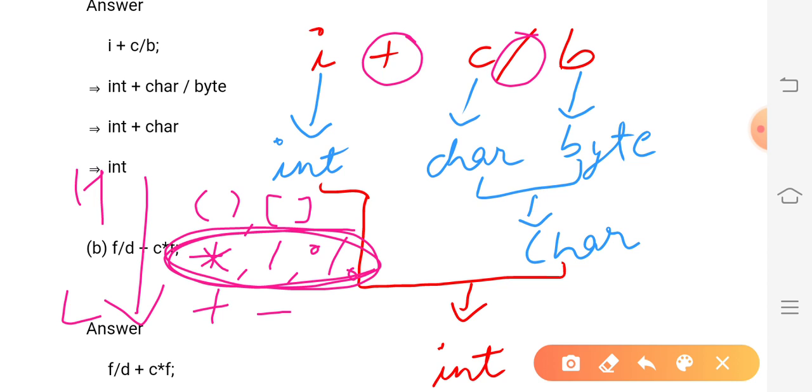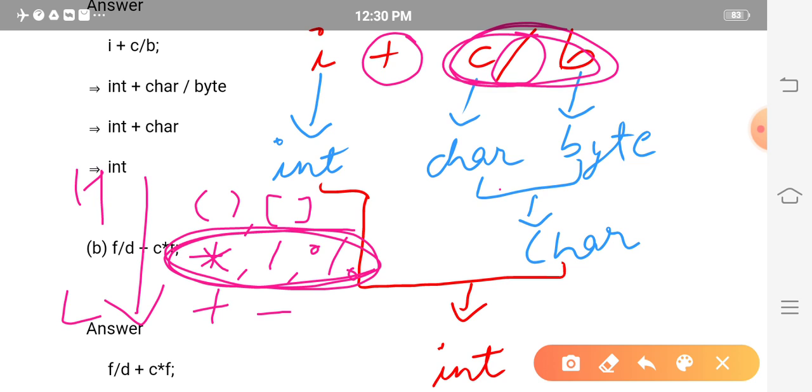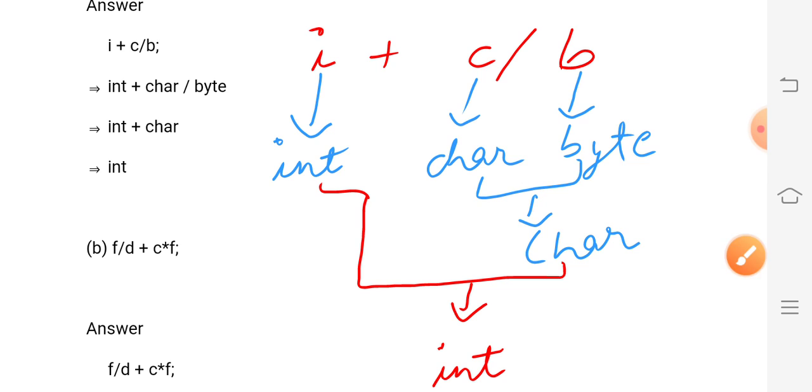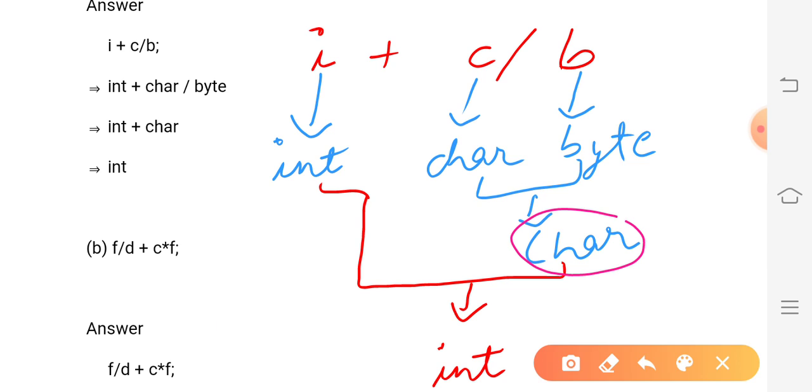So it means what, we will solve this portion first, this one we will solve first. So हमने क्या किया, char और byte को सॉल्व किया. So char और byte में which one is greater, obviously char, अभी discuss किया था ना, hierarchy of data types we have discussed here. So char और byte में which one is greater, char. So आपने सॉल्व किया and you will get here char, ठीक है.